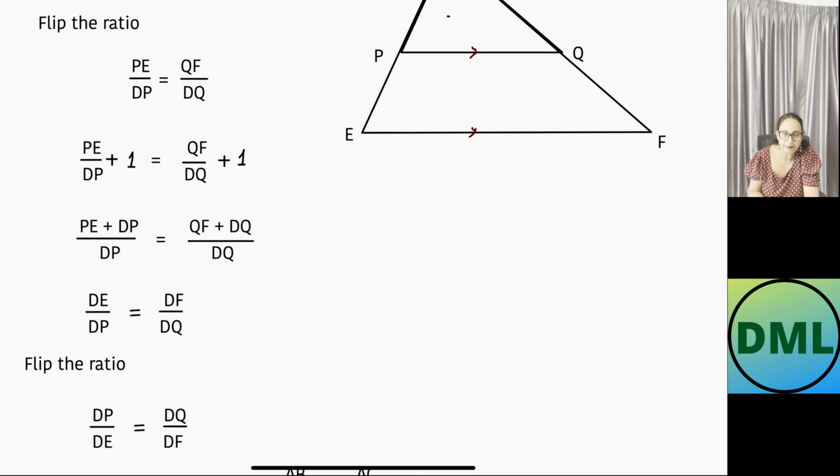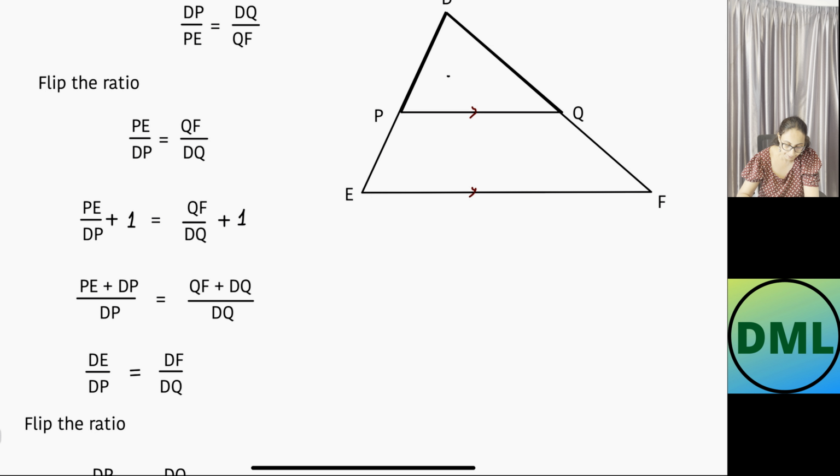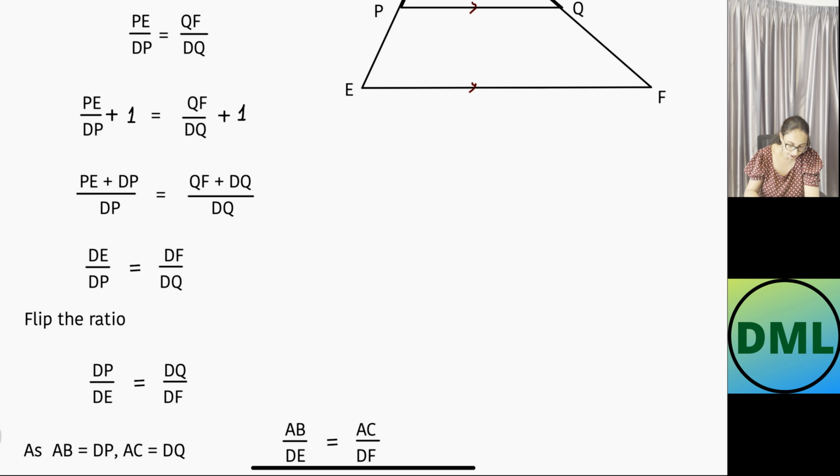PE plus DP is going to give you DE, and QF plus DQ is going to give you DF. So instead of this, I can write DE and DF. I need to flip my ratio again. I will write DP over DE equals DQ over DF.